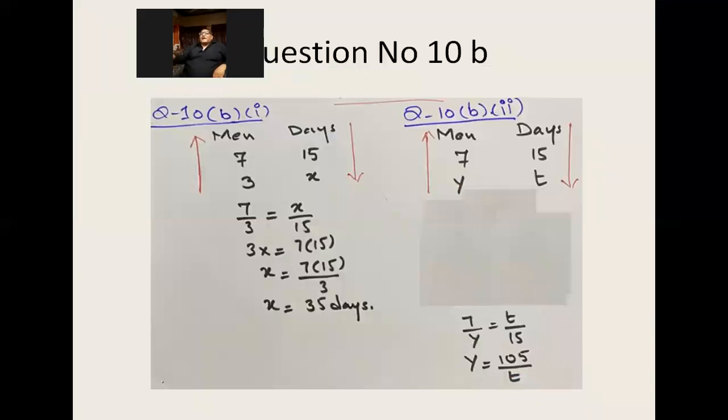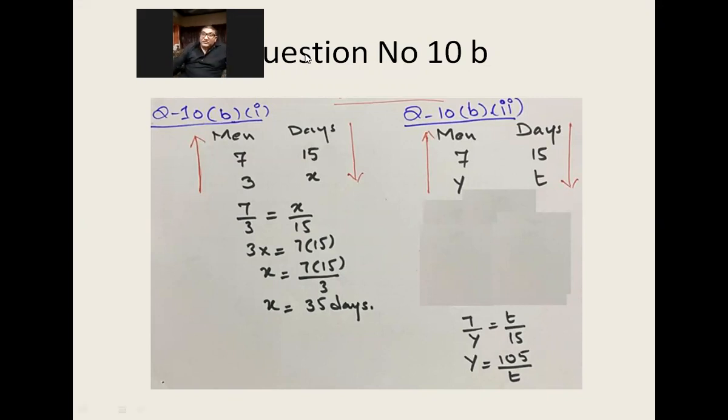So men and days again, 7 men can do the job in 15 days. So how many men can do the same job in T days? So 7 by y equals T by 15. So we have to flip, because the relationship between the men and the days is inversely proportional. So it will be T by 15. So cross multiply and make the y alone. So that will be 105 divided by T.